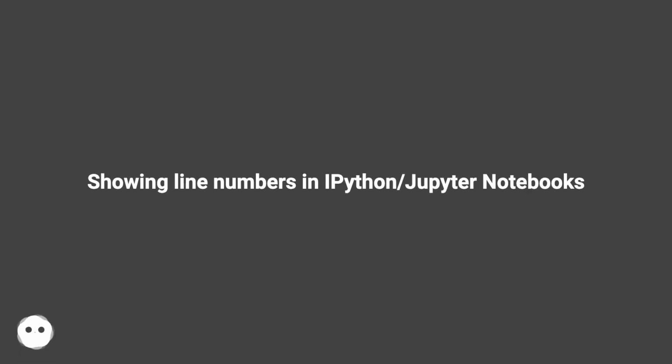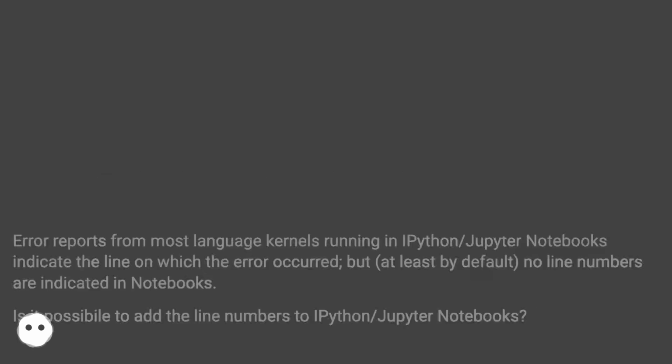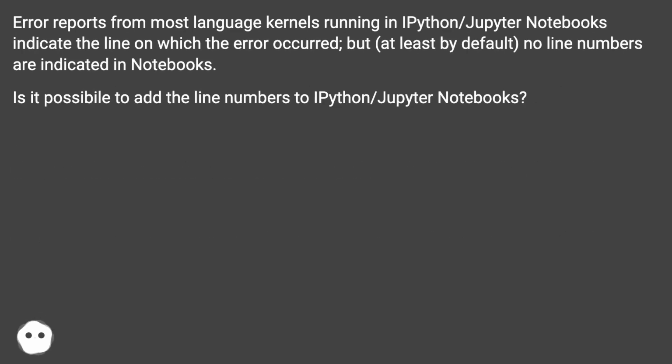Showing line numbers in IPython/Jupyter Notebooks. Error reports from most language kernels running in IPython/Jupyter Notebooks indicate the line on which the error occurred, but, at least by default, no line numbers are indicated in notebooks. Is it possible to add the line numbers to IPython/Jupyter Notebooks?